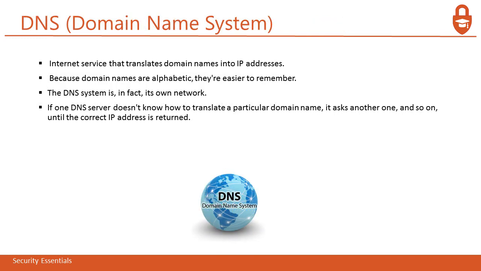Next is DNS, Domain Name System. It is an internet service that translates domain names into IP addresses. Again, we are using IP addresses whenever we are connected with the internet, and this is a system which converts domain names to IP addresses and vice versa. Because domain names are alphabetic, they are easy to remember. The DNS system is in fact its own network. If one DNS server does not know how to translate a particular domain name, it asks another one, and so on, until the correct IP address is returned. So domain name systems are used for converting domain names to IP addresses and IP addresses to domain names.